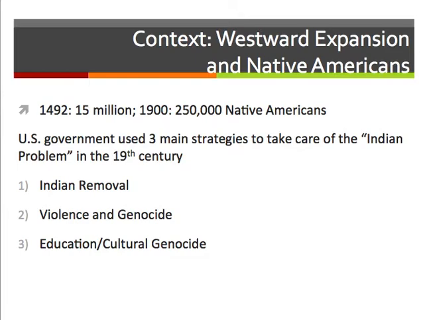So the third strategy was, when military subjugation wasn't entirely successful, the U.S. couldn't just kill all Indians. So the U.S. government used the third strategy, and that's education or cultural genocide. So this is the history of the Indian boarding schools, which the American government set up from the 1870s through most of the 20th century.